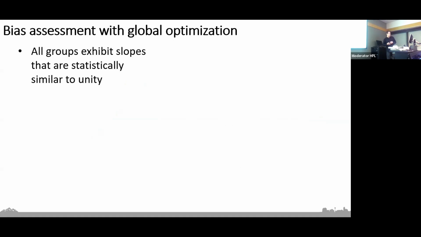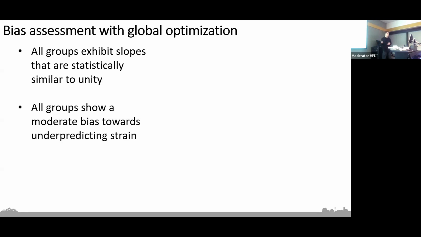So to kind of summarize that, all of the groups that we had exhibited slopes that were statistically similar to 1, but they did all show this moderate bias towards under-predicting bone strains. And we do have to think a little bit about why that might be. And probably one of the biggest reasons why that could happen is we may have converged to a local minimum instead of a global minimum.